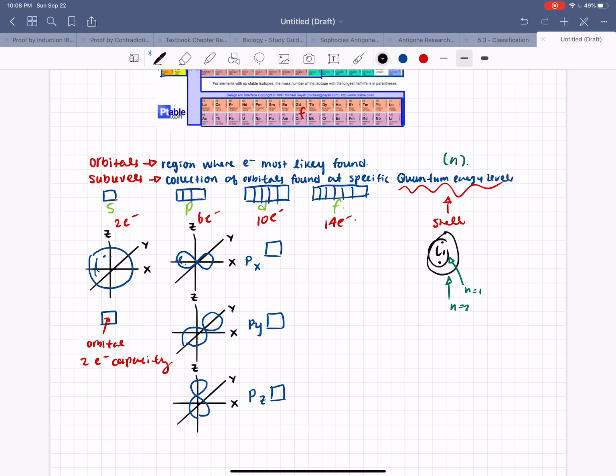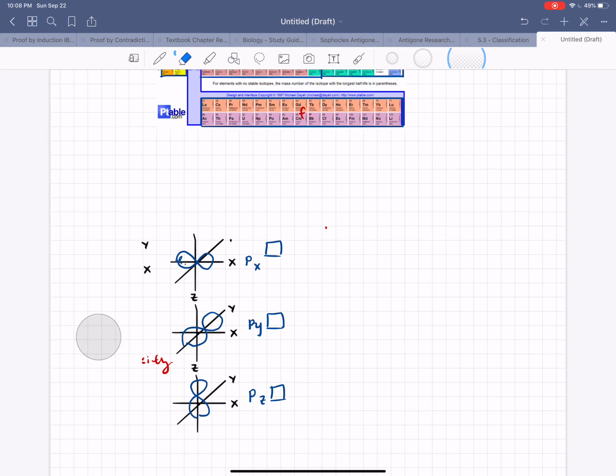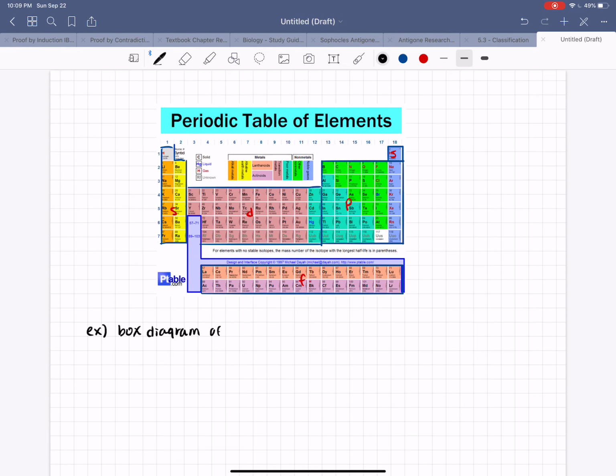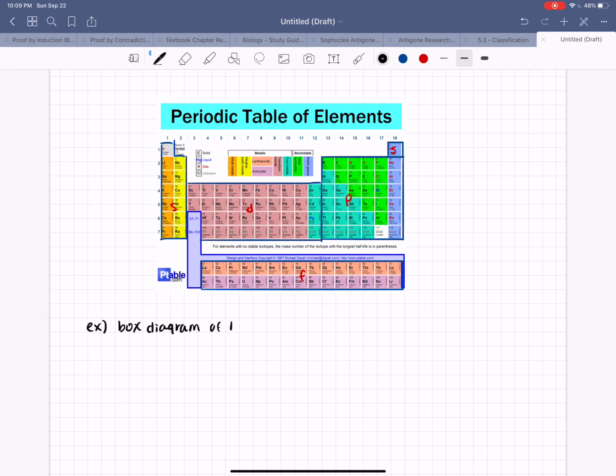So let me do a bit of example. Just a couple examples. Say I wanted to give the box diagram of, let's say, magnesium. What we do first is we locate where it is. So every row on the periodic table denotes an energy level.